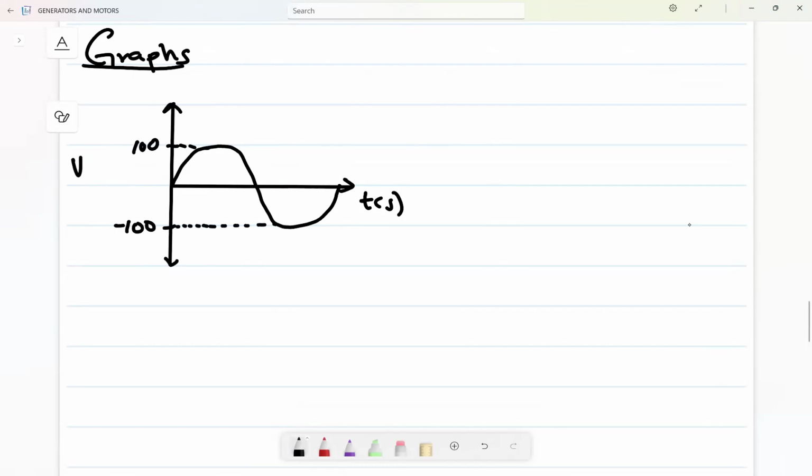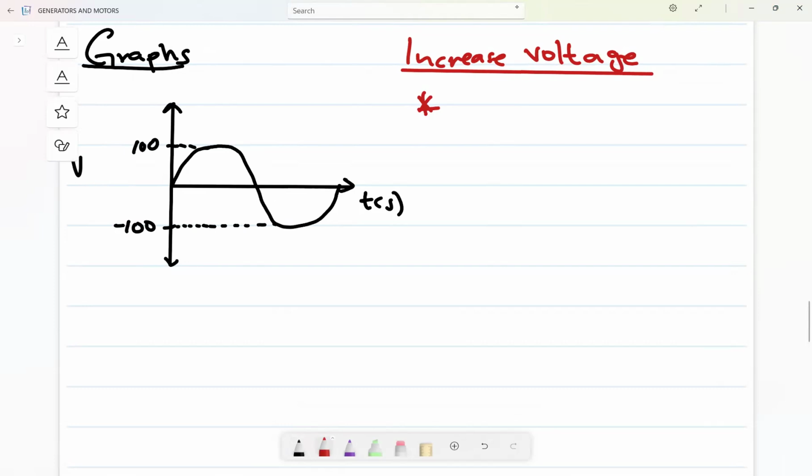So now, what is it that I can do to increase the voltage? The first thing that I can do, remember, according to this formula, EMF is equal to negative N change in magnetic flux divided by change in time. If I decrease my time, I increase my EMF.